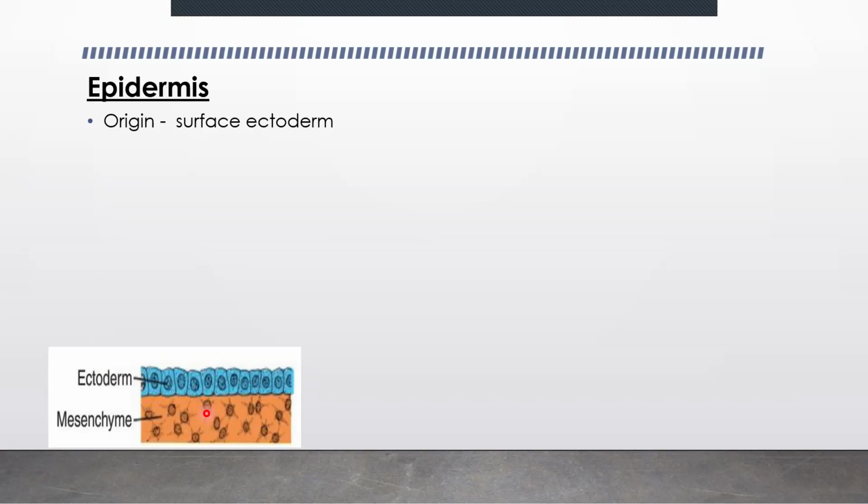So we start off by looking at the epidermis, and we say that its origin is surface ectoderm. At this point, you can appreciate the surface ectoderm, and then you have the mesenchyme. Remember, this mesenchyme of the dermis comes from three locations. But at this point, I'm focusing on the ectoderm, which gives us the epidermis. So two things will happen.